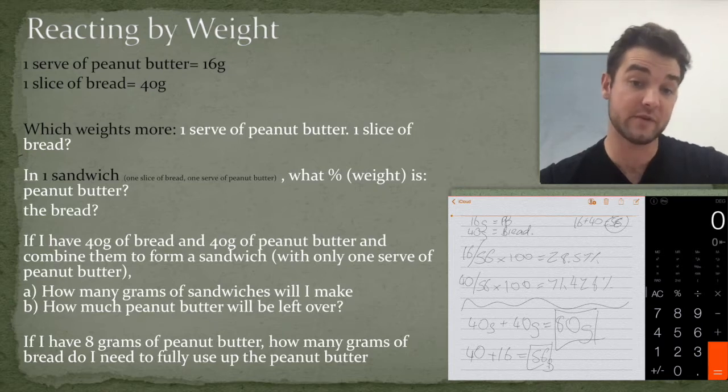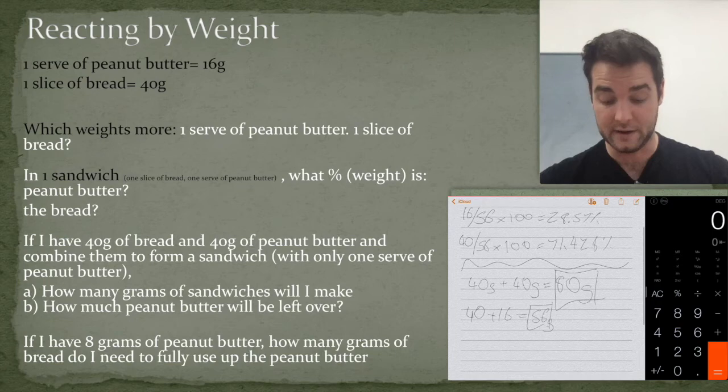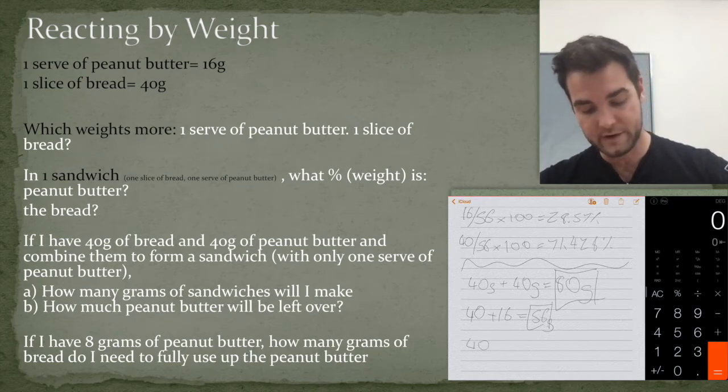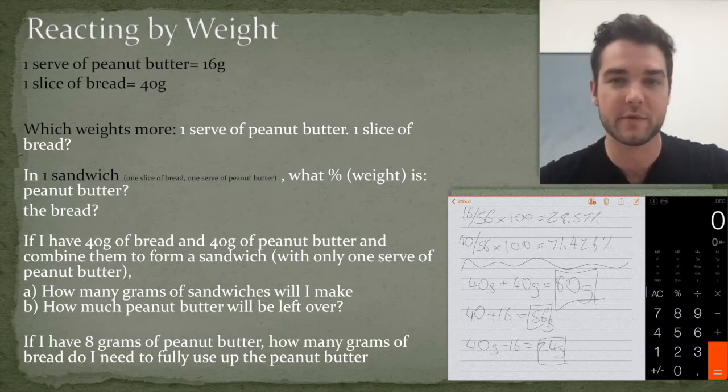So how many grams of sandwiches will I make? Well, that's 56 grams. How much peanut butter will be left over? Well, 40 grams is what we have. We only need 16, and so that's going to equal 24 grams. We're going to have 24 grams of peanut butter left over, which is 1.5 servings.